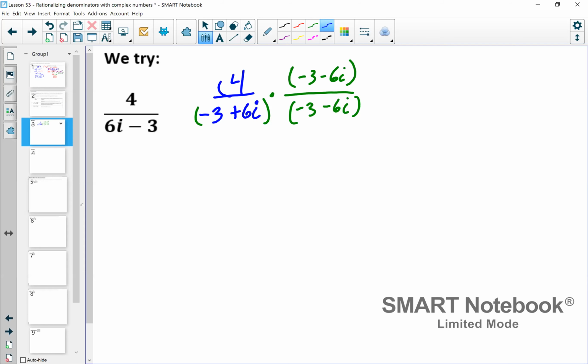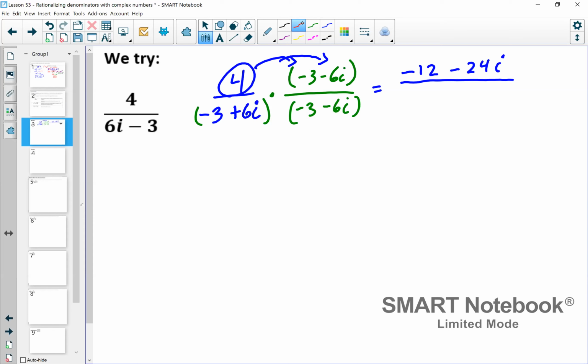So we're going to take this 4, multiply it by negative 3, gives us a negative 12. 4 times negative 6i, which is going to give us a negative 24i. Now there's no more work to do with the numerators. We're just going to leave it as it is and now move on to the denominator. If there's something to do on top, not for this lesson, but in the future, you want to do one step at a time so you don't confuse yourself.